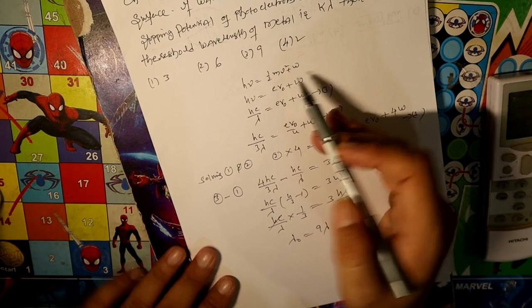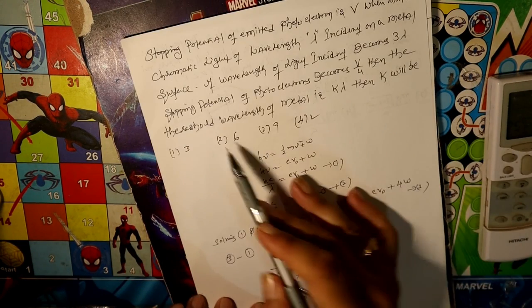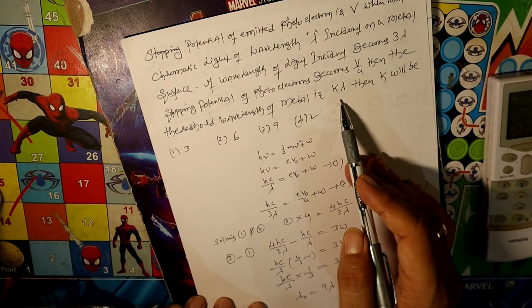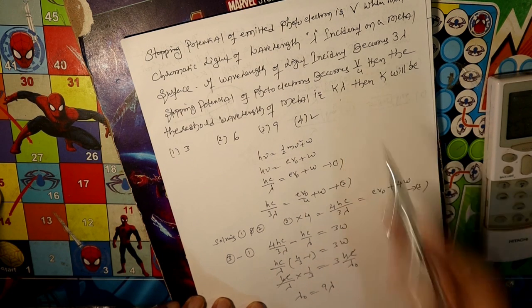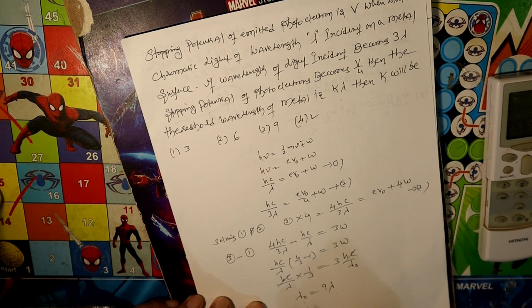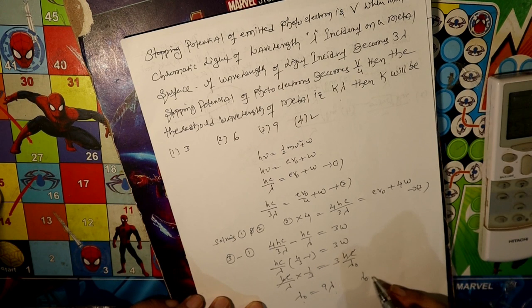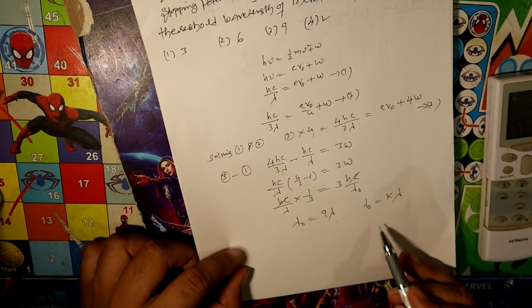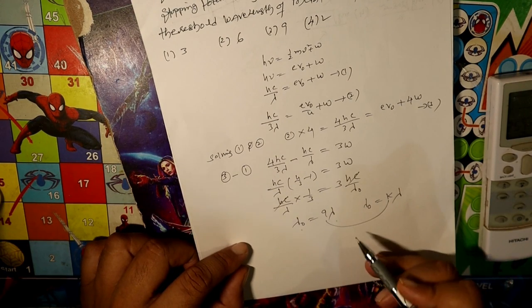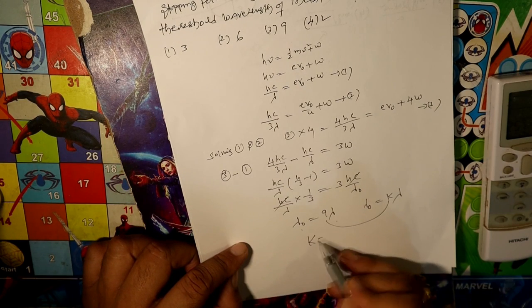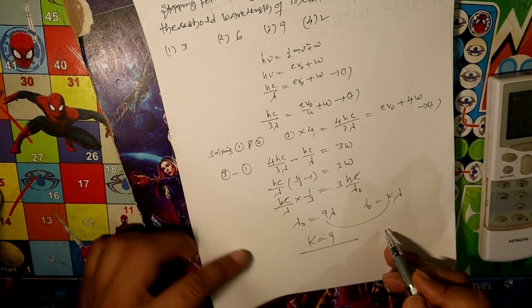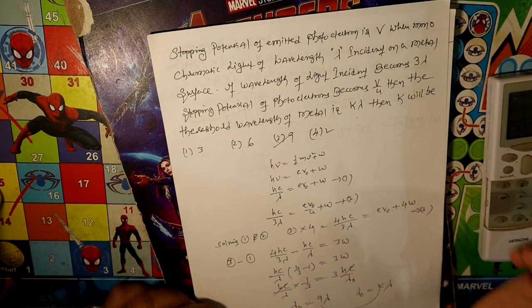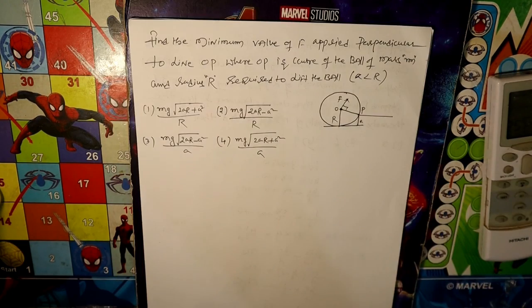In the problem they have given the threshold wavelength of the metal as k lambda. But here lambda naught is equal to 9 lambda. Comparing these two equations, we get k is equal to 9. So our option is k is equal to 9.